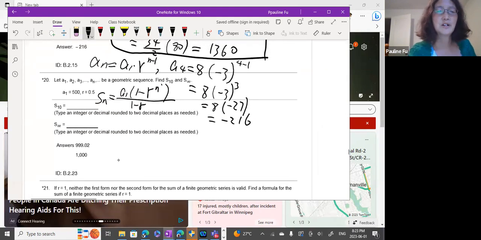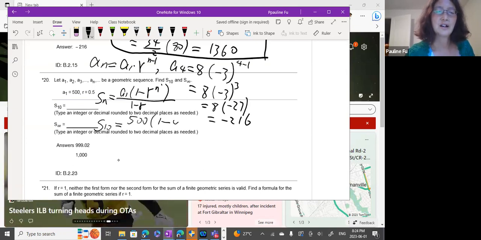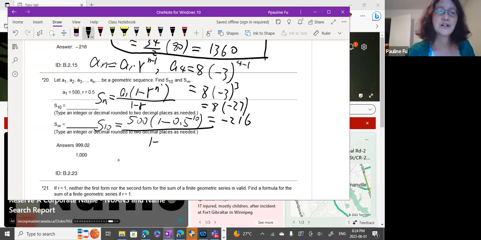So this is the formula for the sum of a geometric sequence, Sn. So S10 is equal to A1, which is 500, times 1 minus R to the power N, where R is 0.5 and N is 10, divided by 1 minus 0.5.